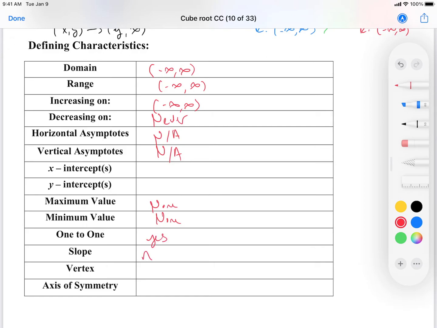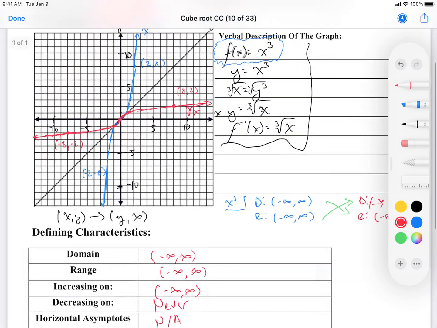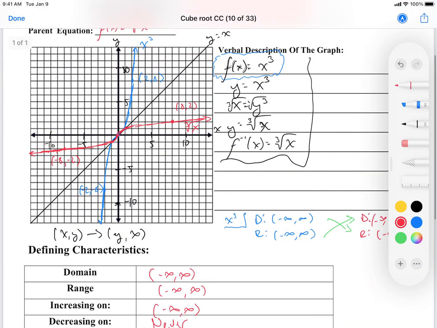Okay? Slope: nonlinear. Vertex: remember, we're not going to call this the vertex. We're going to call this the point of inflection. And the point of inflection here is at (0, 0). There's no axis of symmetry. Okay? And now we're going to talk about the x and y intercepts.